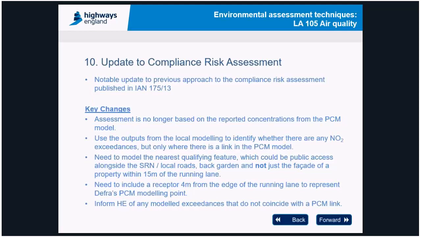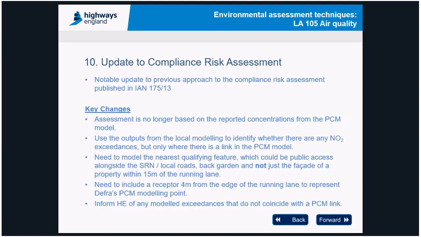Another notable change is it's no longer just about modelling the facade of a house, but the requirement set out in JAQU's latest guidance is that we need to model the nearest qualifying feature. And for annual mean nitrogen dioxide now, that can be a public highway, a footpath, a footway, a bridleway, and it can also be the back garden of a property. It is slightly different to local air quality management duties for local authorities, but that is the guidance and the advice. So now again, it's about modelling those nearest qualifying features.